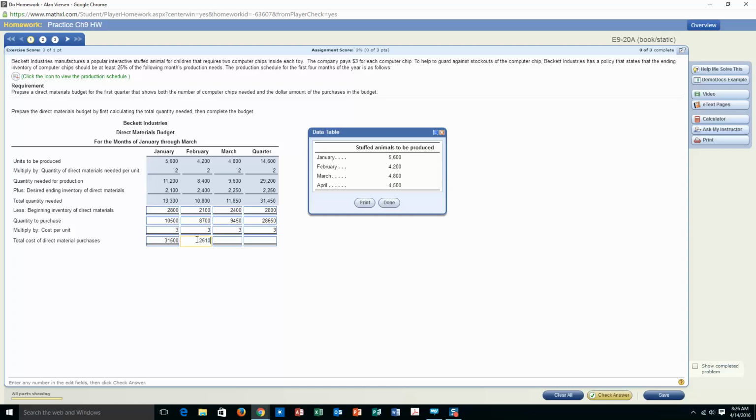Now, if you were asked a multiple choice question, you might be asked, what is the amount of purchase for a single month? So you would have to be able to just do one of these columns. And the total amount here is 85,950, and hopefully everything is correct. Okay, so that's a direct materials budget, probably one of the more difficult budgets. There's 3 steps to it. So good luck on this one.